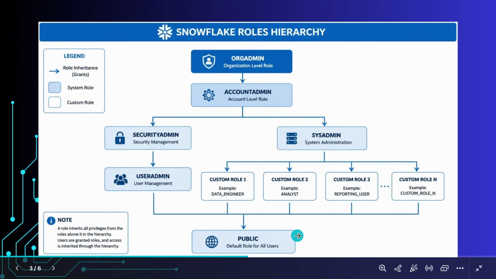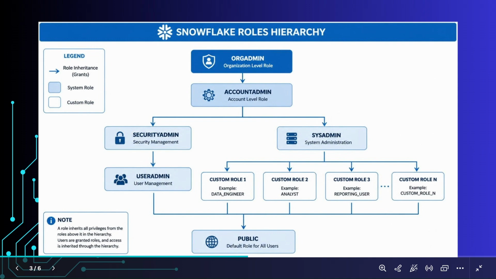There is one more role called public. Public is automatically available to every user in Snowflake. You can think of public as a common role for everyone. For example, if a privilege is granted to public, then all users can access that object, depending on the privilege that was granted. Now, the most important concept here is role hierarchy.